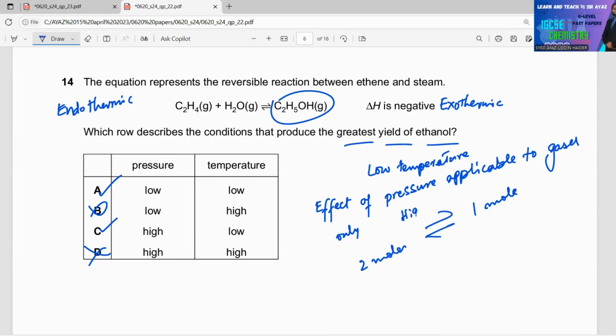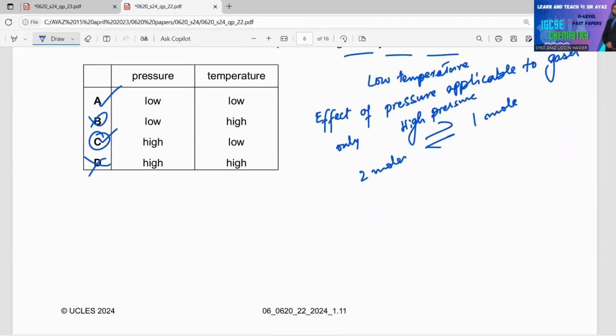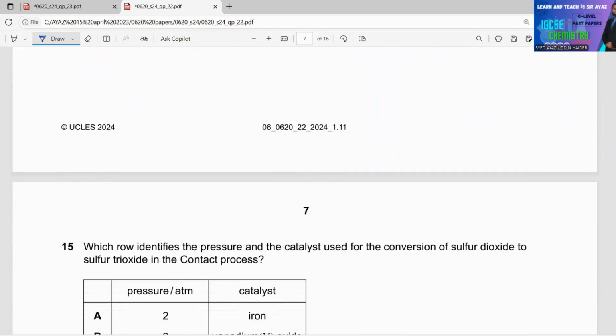High pressure. So it means that C must be the right answer in this case. Moving to the next MCQ, which is 15.